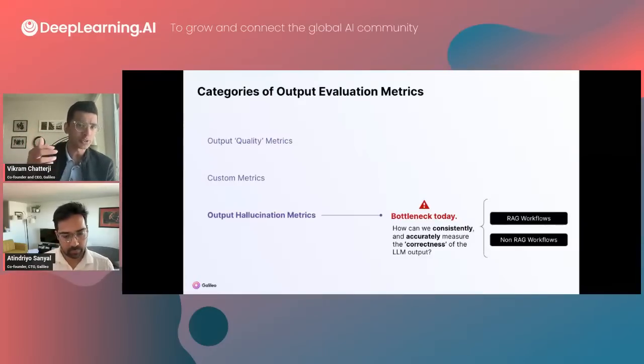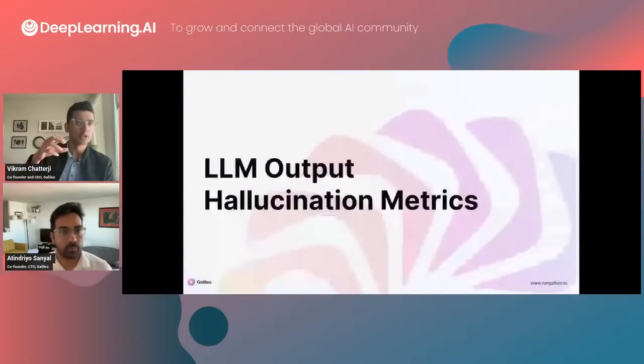And go deeper into this a little bit more because this warrants its own discussion. So what we'll do next is go deeper on the LLM output hallucination metrics and the different categories, and some proposals around what you could use for detecting hallucinations with your LLMs. Atin, do you want to take it from here?